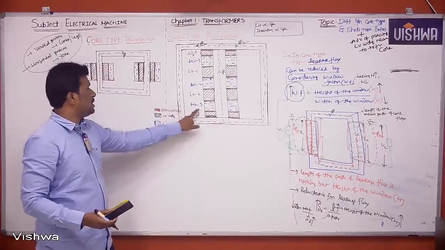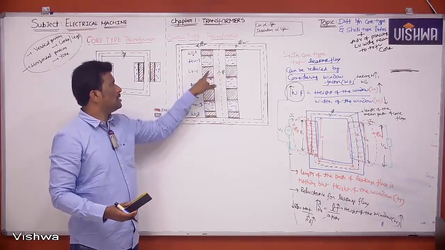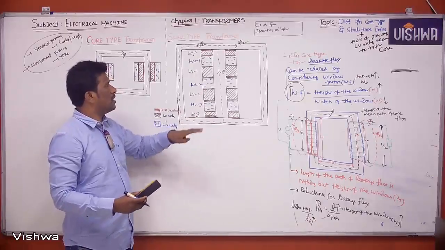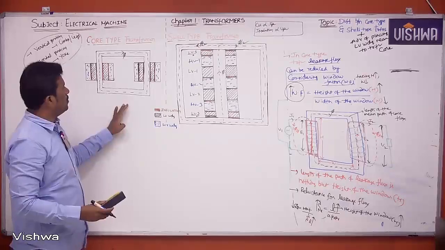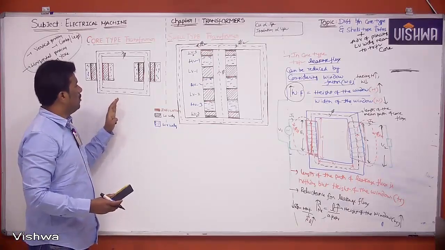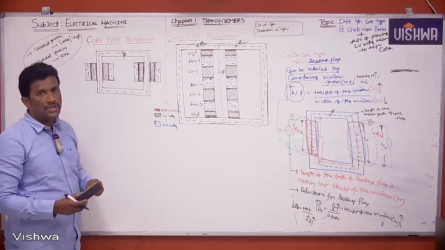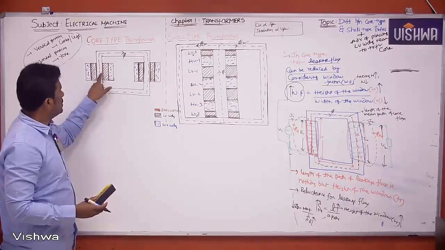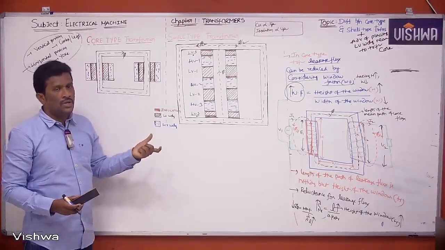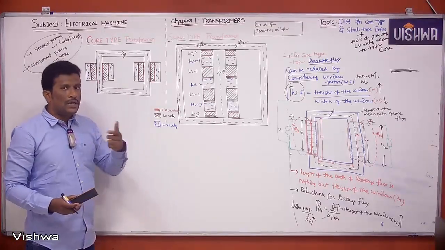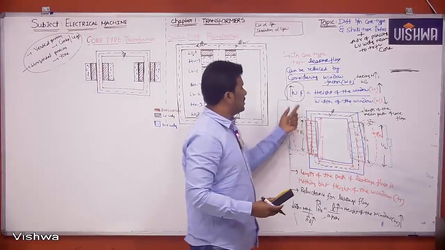Though it is less, I cannot prefer it for electrical application, because maintaining the windings is very difficult, because windings are surrounded by core. Whereas here, though leakage flux is more, I'll generally use core type transformer for electrical applications. The reason is very simple: here maintenance is very easy. Since we are using core type transformer for electrical application, though leakage flux is more, I can reduce that leakage flux to some extent by considering window factor.